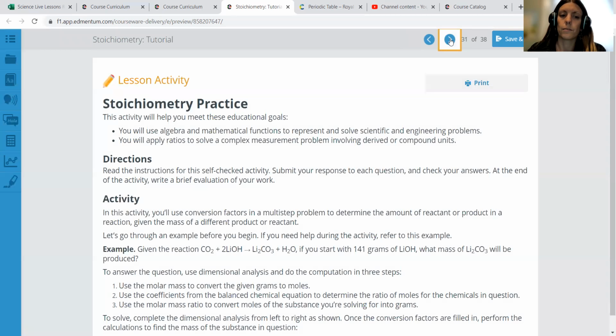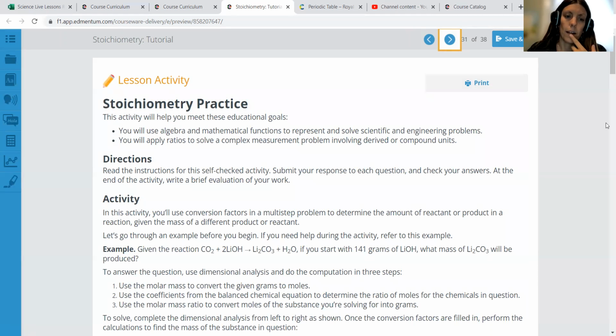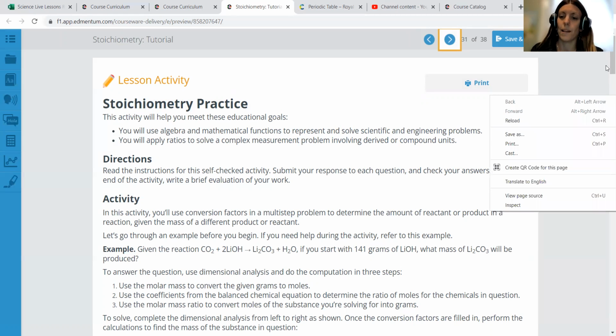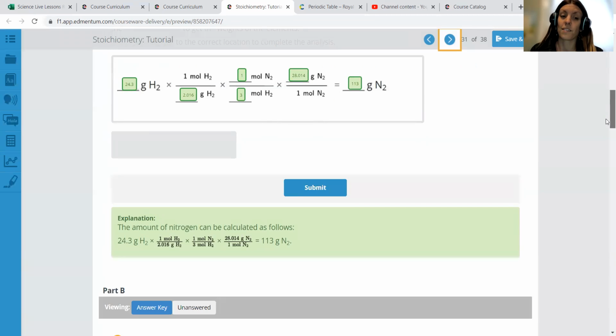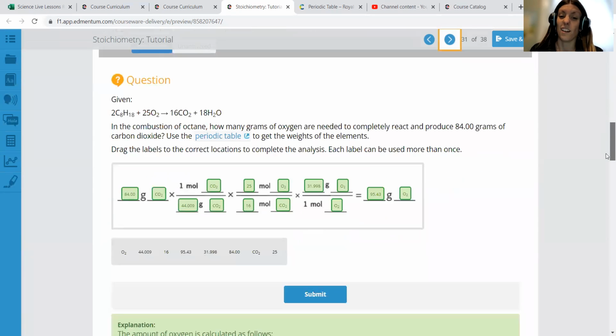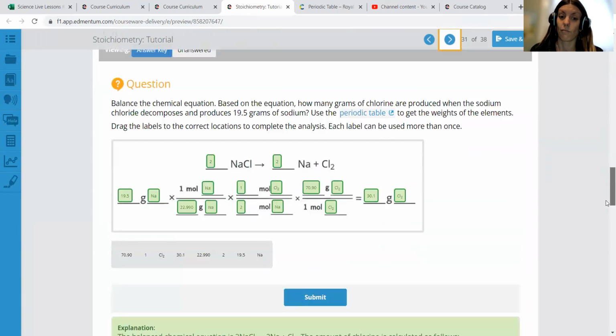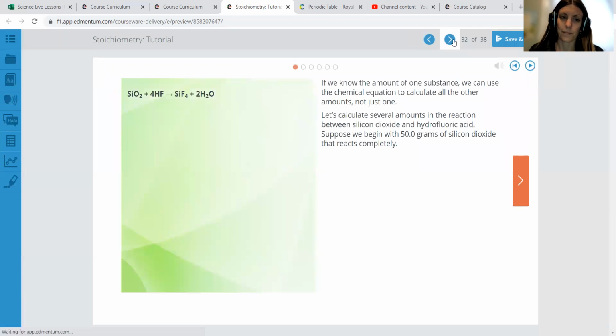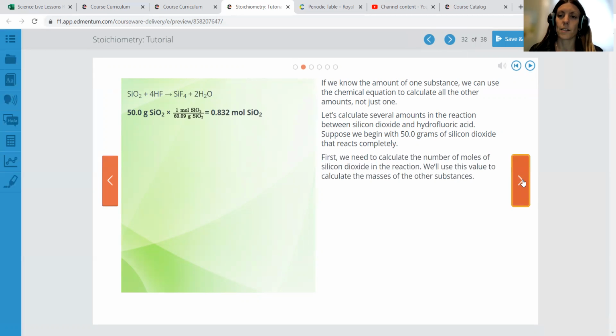We'll skip this one. All right, practice. And as you see, like I've been saying, you will use algebra and mathematical functions to solve this. So if you need to brush up on some of those algebra lessons, go for it because it'll come in handy. As you can see, when you're solving some of these equations, they are kind of like algebraic equations. These are balancing equations, and this is what you would do to balance an equation. Okay, just shows you some balancing equations, some stuff with the moles.